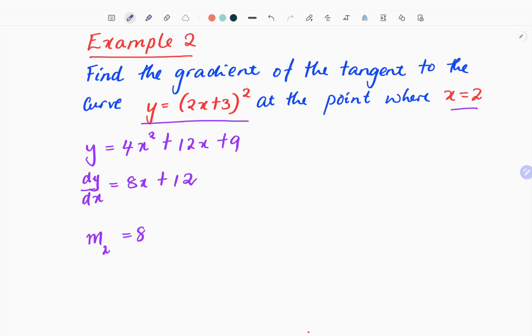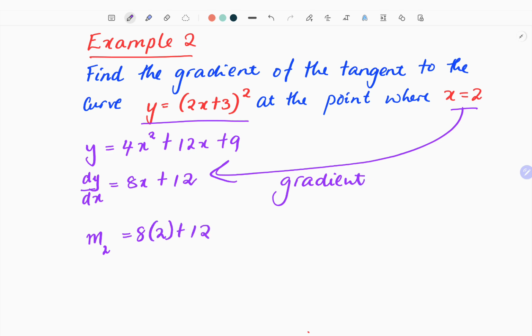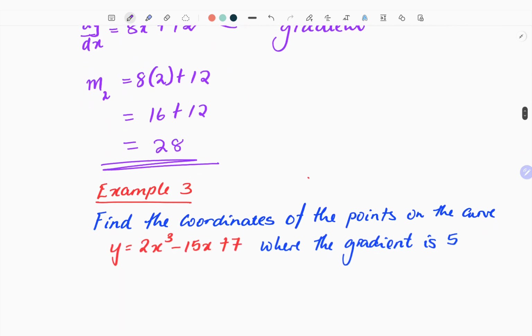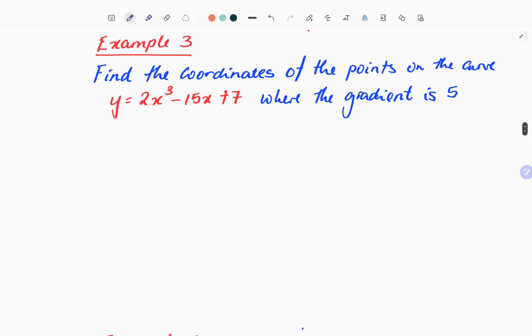Then you substitute the 2 into the gradient function. Remember, we said that is the gradient function. So you substitute that 2 for x into the gradient function. And that becomes 16 plus 12. And therefore your gradient at x equal to 2 is 28. I hope that makes sense. Moving on to the third example.